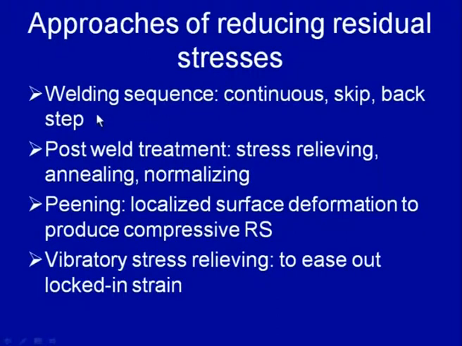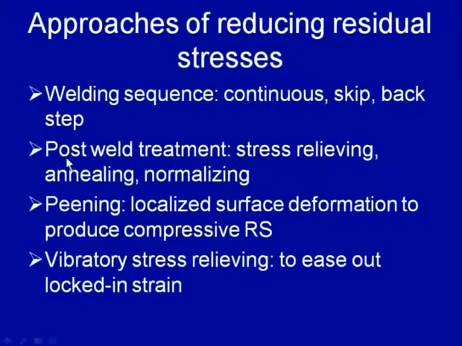Some of the common approaches used for reducing residual stresses are the use of a proper welding sequence, like a continuous welding sequence, which offers greater residual stress as compared to skip and back step sequencing. Then there is post weld heat treatment: after the welding, the weld joint is exposed to high temperature, so that the stresses and the locked in strain can be relieved. For this purpose, treatments like annealing, normalizing and stress relieving are commonly used.